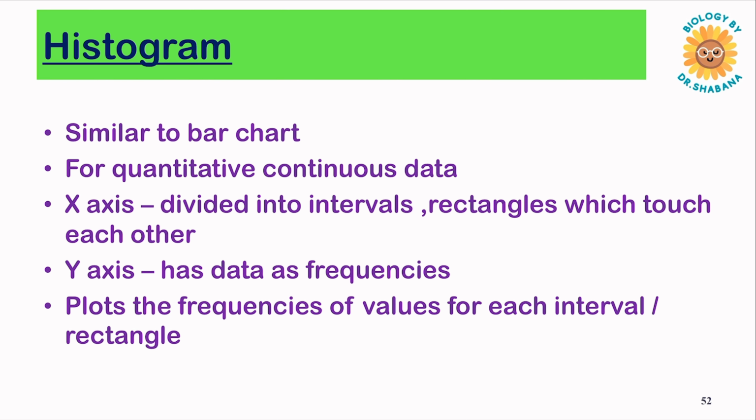Now, a histogram is similar to a bar chart. We'll do a bar chart in a few minutes, and this is used for quantitative continuous data. If you want to see the terms, you can look in the maths. The x-axis we divide into intervals or rectangles which touch each other. There are no gaps between the boxes, the columns, and the y-axis has the data, as this is a mathematical term, given as frequencies. They can be percentages as well. Now the plotted frequencies of values for each interval rectangle.